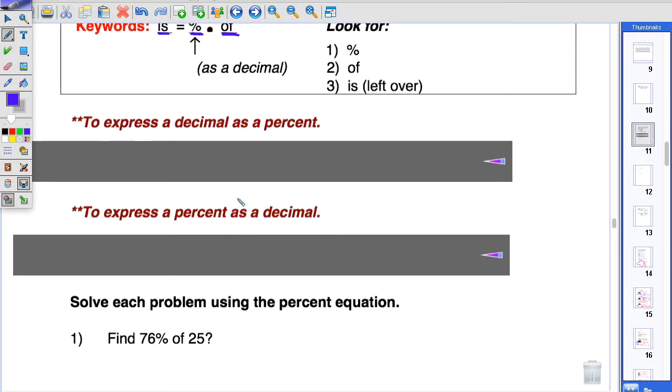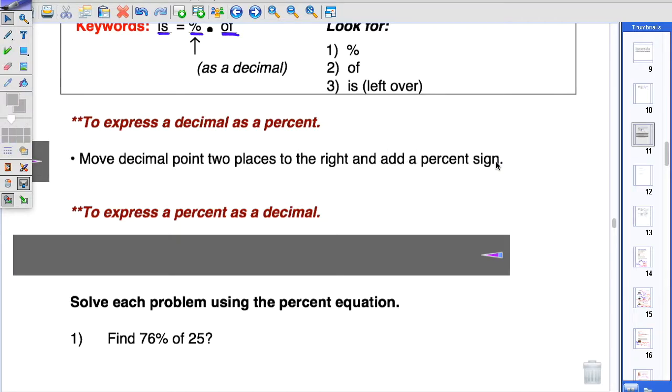To express a decimal as a percent, this is something that you've done in the previous school year. To express a decimal as a percent, you're going to move your decimal point 2 places to the right and add a percent sign. So here's an example. If we had a decimal like 0.89, 89 hundredths, to change that to a percent, we move our decimal over 2 places to the right, add a percent sign.